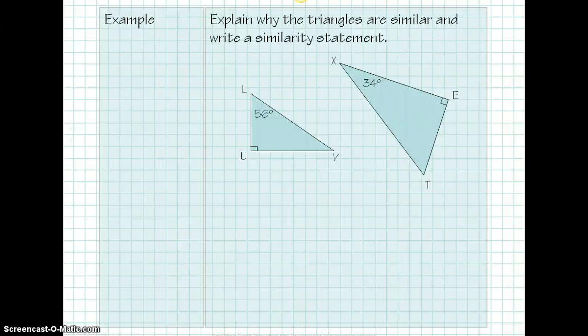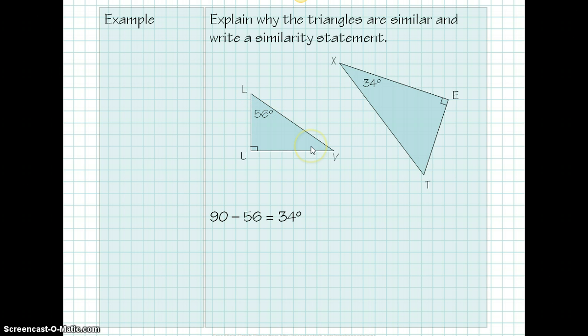So for example, I want to explain why these triangles are similar and then write a similarity statement. Well, on first look, it's saying, well, they don't have the same angles. Well, let's take a look. We've got one angle missing on each triangle, so let's see what we can figure out here. Well, I know that the angles have to add up to 180, and so if I subtract off that 90-degree angle, I'm left with 90 degrees to go. And so 90 minus 56 gives me 34.